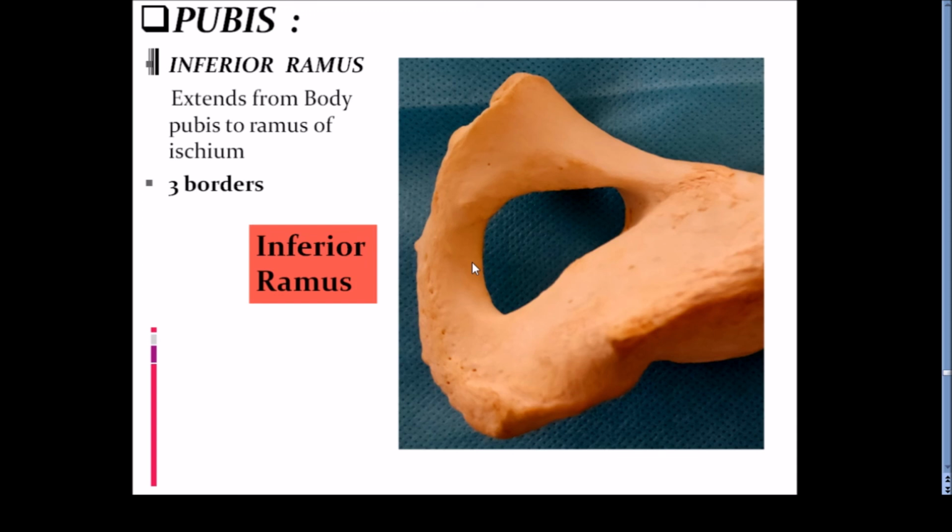This inferior ramus lies medial to the obturator foramen. The inferior ramus of the pubis bone fuses with the ramus of the ischium bone, forming the conjoined ischiopubic rami. So this is the ischiopubic rami. So this is all about the pubis.